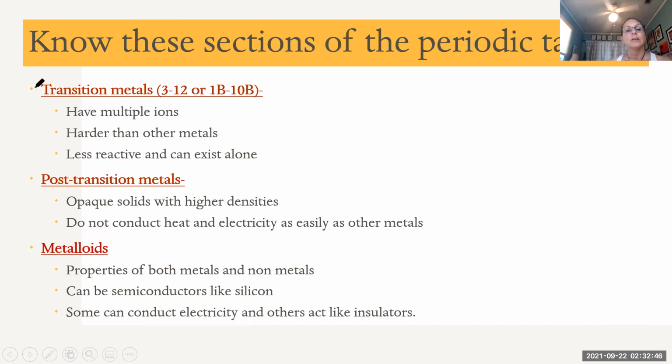Transition metals are in the middle, like we said. The thing about them is they have multiple ions. We'll talk more about that later. They're harder than the other metals, but they're less reactive. Okay, they can exist alone. So this would be like copper and iron. Those you can have on their own. They're not as reactive, but they can react. Sometimes when you're wearing them, they do react with your skin. But they don't react as much as, say, sodium does. Sodium is very reactive.